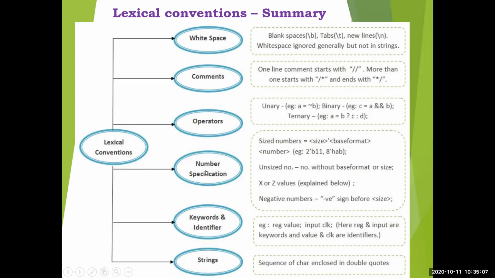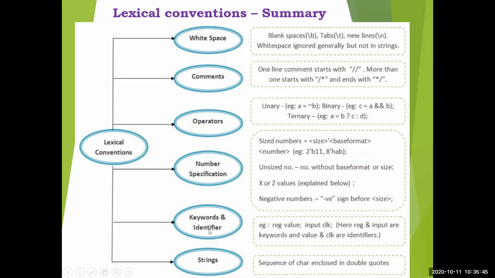Then number specifications, we have gone through in detail. Sized numbers: size, base format, and then number. Unsized numbers: a number without base format or size. Then X or Z values we have considered, and negative numbers, how to represent them. This number specification is something different from the C programming language. The remaining all looks the same, though some of the operators that we are using are different. Then keywords and identifiers: the same example we considered, the language constructs. To explain the language constructs, we used that.